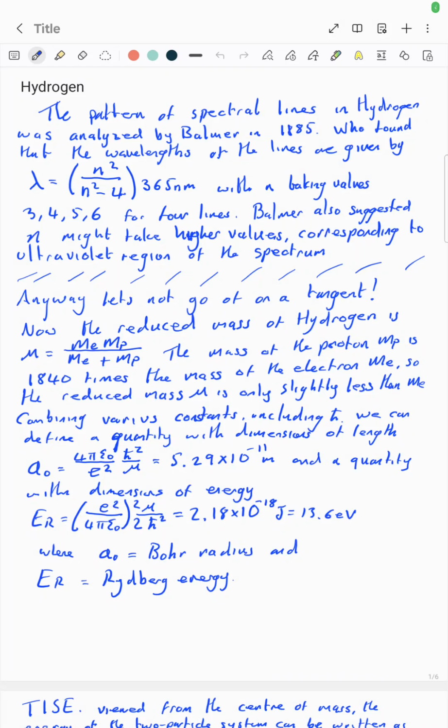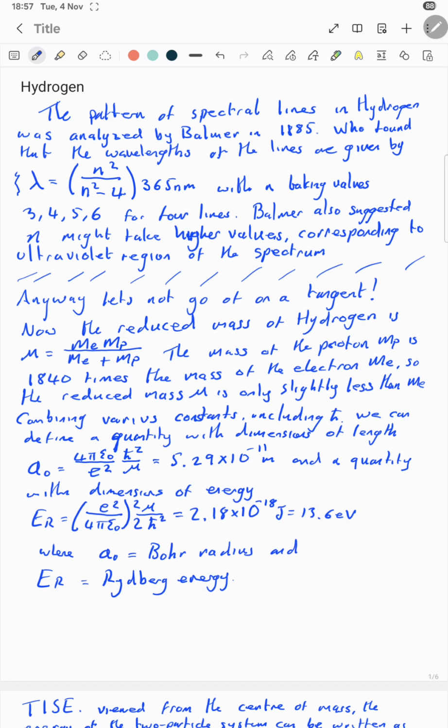Right, now let's get on to hydrogen. A few notes first. This is more of a historical context. The pattern of spectral lines in hydrogen was analysed by Balmer in 1885, who found that the wavelengths of the lines are given by here.